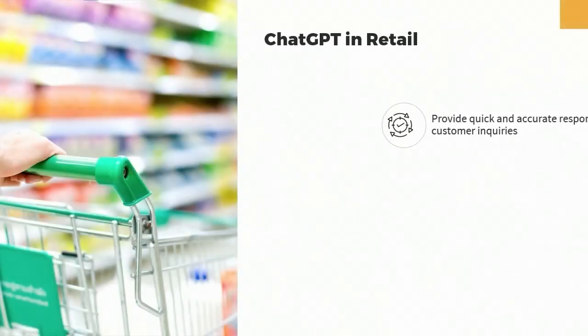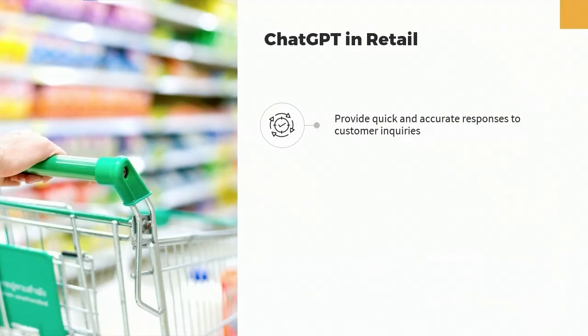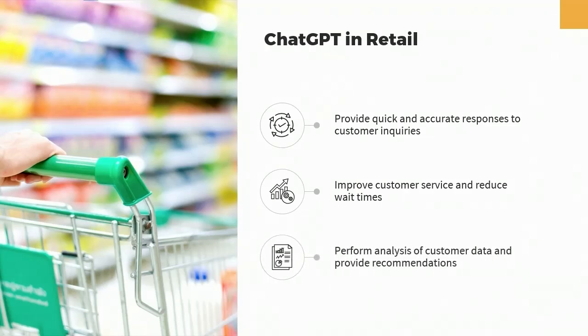In the retail industry, ChatGPT can be used to provide quick and accurate responses to customer inquiries. With its ability to provide relevant and helpful responses to customer queries, ChatGPT reduces the need for human intervention, while helping organizations improve customer service and reduce wait times. ChatGPT can also be used to personalize customer experiences by performing analysis of customer data and providing tailored recommendations accordingly. Analyzing customer purchase history and browsing behavior can produce product suggestions that are more likely to match customer needs, increasing the likelihood of a purchase.